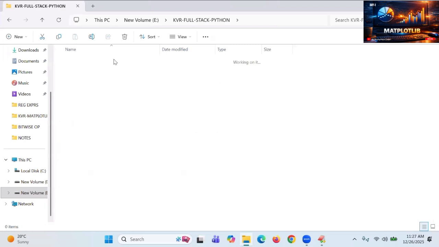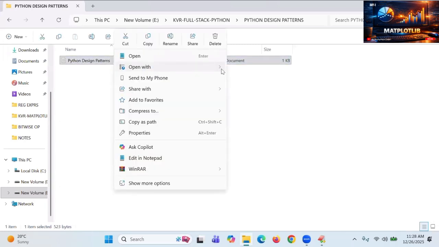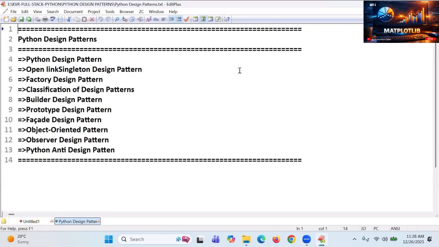I don't want to boast about it, but I will very proudly say: singleton design pattern, factory design pattern, classification design pattern, builder design pattern, prototype design pattern, facade design pattern, object oriented pattern, observer design pattern, Python anti design pattern.